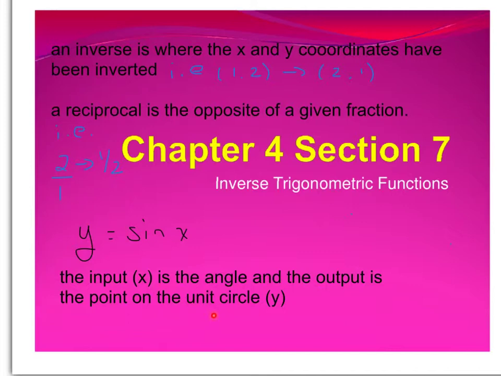So if I'm inverting that relationship, if I'm finding the inverse, now I'm reorienting this. So now I'm taking x equals the sine of y. That's going to be the inverse of that sine. So now notice that our input y is the point on the unit circle, and our output is going to be the angle. So when we're looking for the inverse of sine or cosine, tangent, cotangent, what we're looking for is the angles.